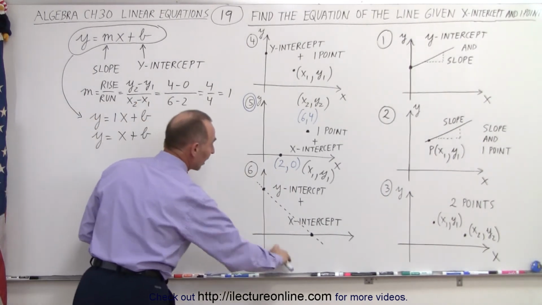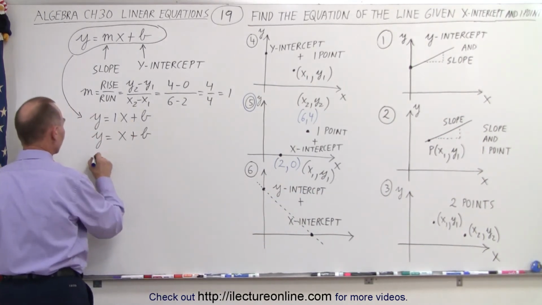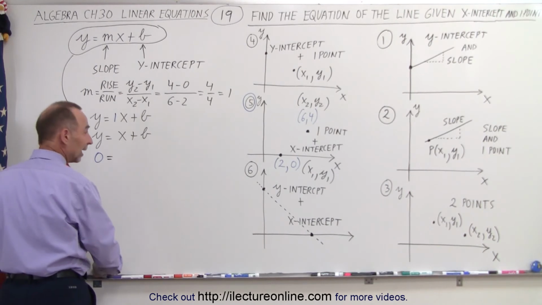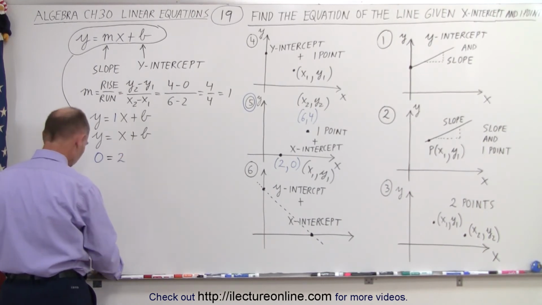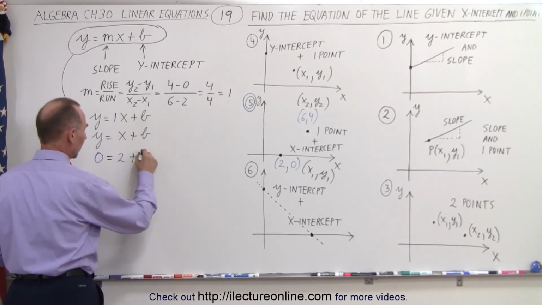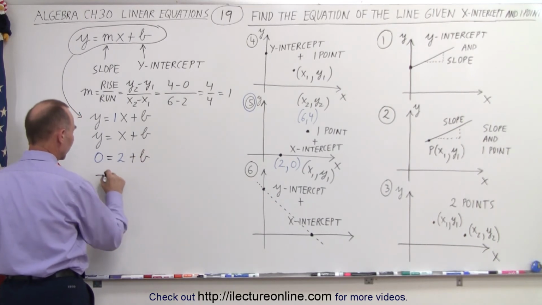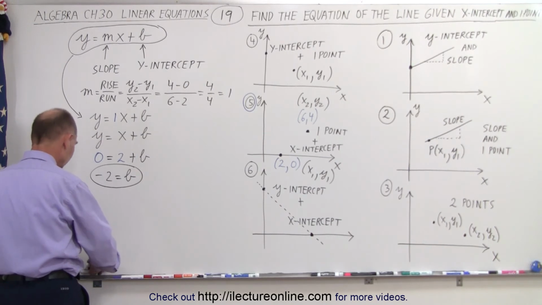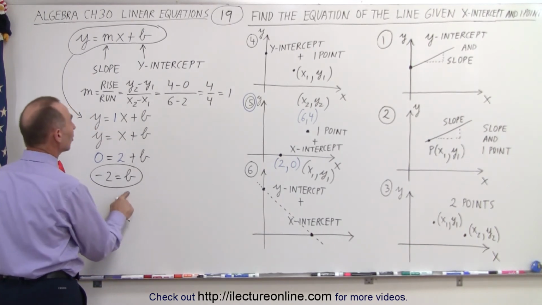So y in this case is equal to 0. So we can write 0 is equal to x, and in that case, x is equal to 2, plus b. And when we move the 2 across, we get minus 2 is equal to b. And notice that's how we find the value for b, the y-intercept.